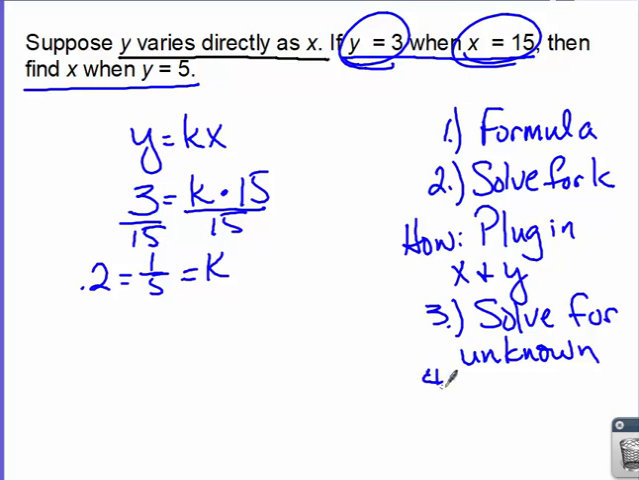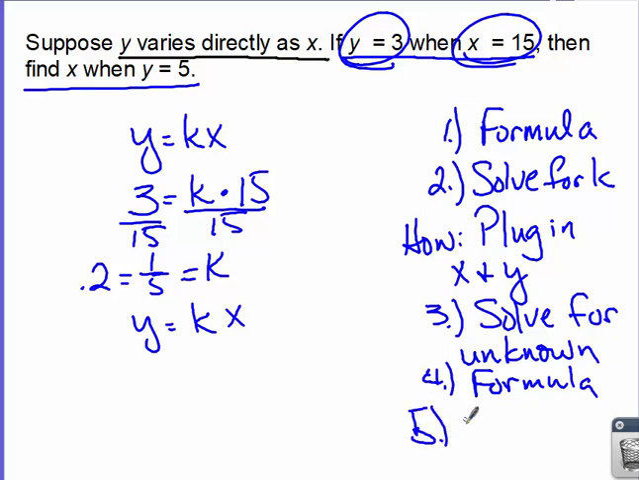Well, I write the formula down again. So I start with my formula. I write that down. So y is equal to kx. And now, how do I solve that using that formula? I plug in what I know now. Okay? Plug in values. So we're going to plug in the values. Okay, well, what values do I know?